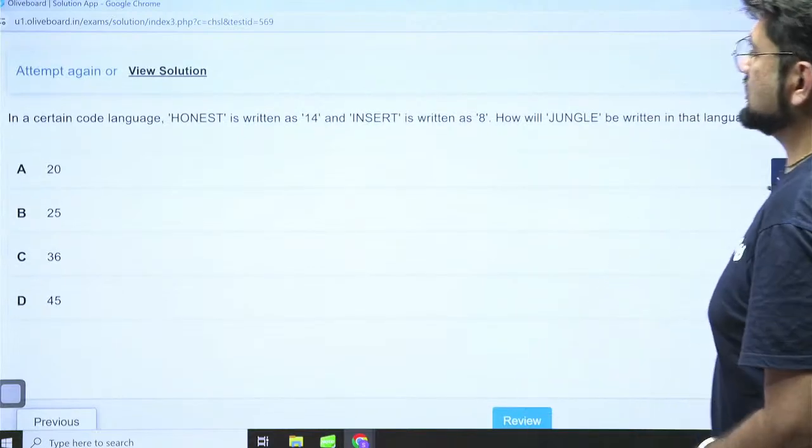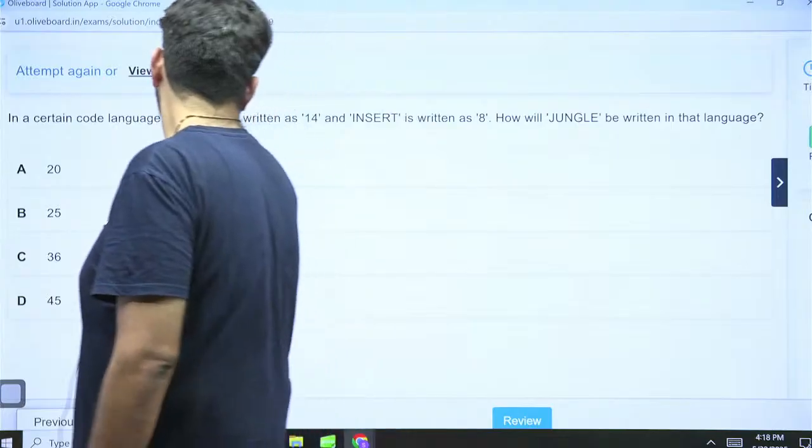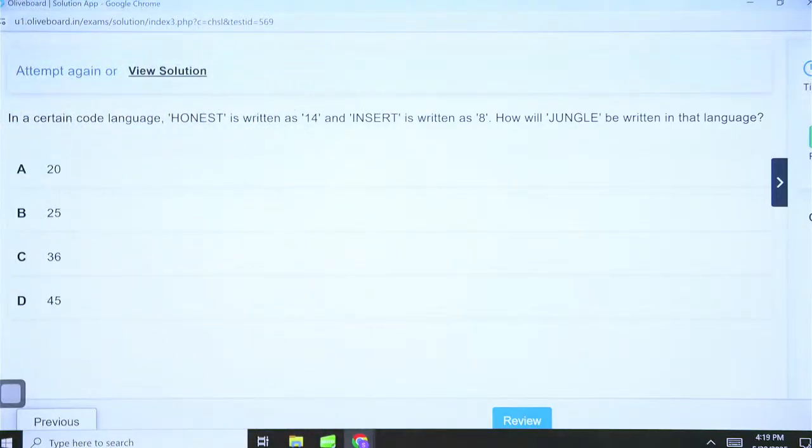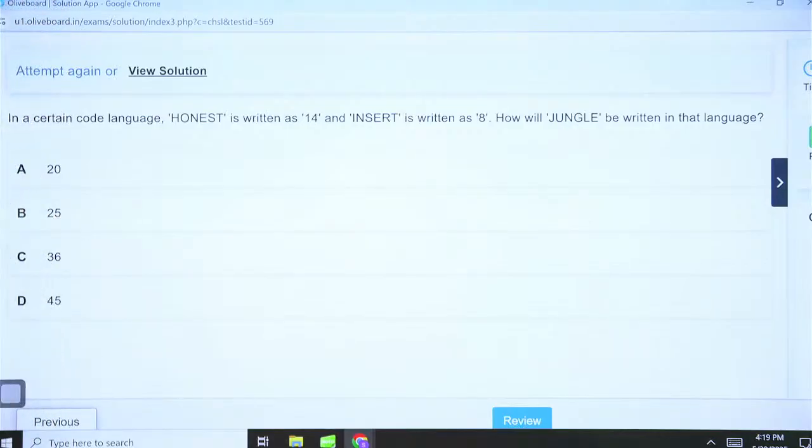Honest is written as 14. Insert is written as 8. How will jungle be written? Eight, 14, 15, 29, 37, 5, 42, 3 and 3, 6. Not making sense. Oh, okay, wait.